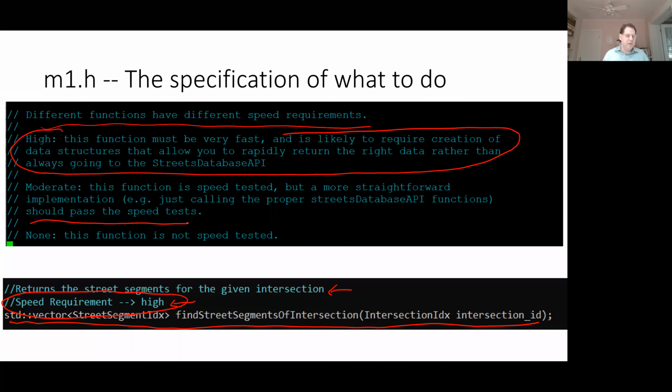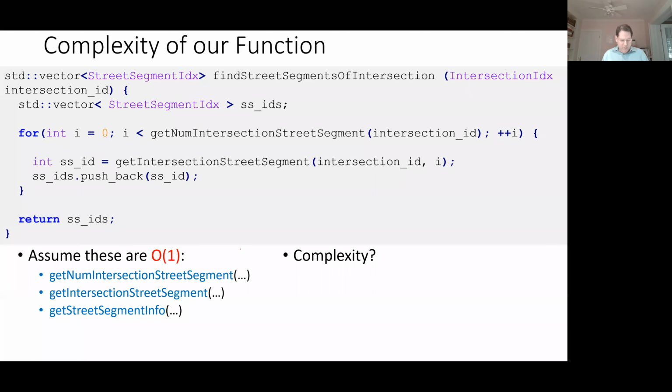Moderate means you should make it reasonably fast, but we don't think you should need to store some extra data. It's okay if you do, but we don't think it's necessary. And none means we don't even test it at all for speed. Okay, but this one is the highest level. Got to be really fast. Okay, so what can we do?